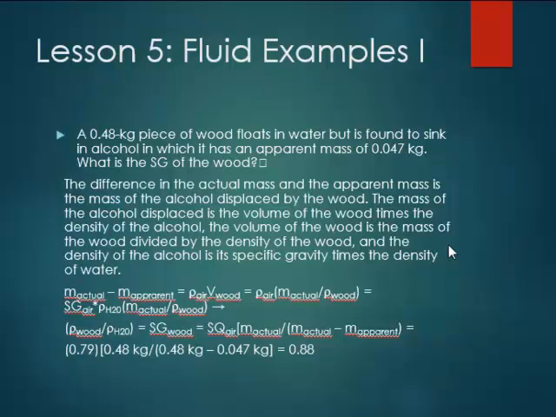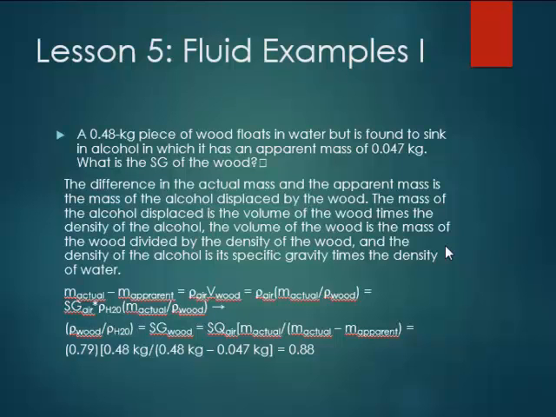First I want to point out, all specific gravity means is when you express the density of a material in terms of the density of water. So if it had a specific gravity of 0.5, that would mean its density was half that of water. The difference between the actual mass and the apparent mass is the mass of the alcohol displaced by the wood. The mass of the alcohol displaced by the wood is the volume of the wood times the density of the alcohol. So it's literally giving us the amount of matter that the wood is displacing.